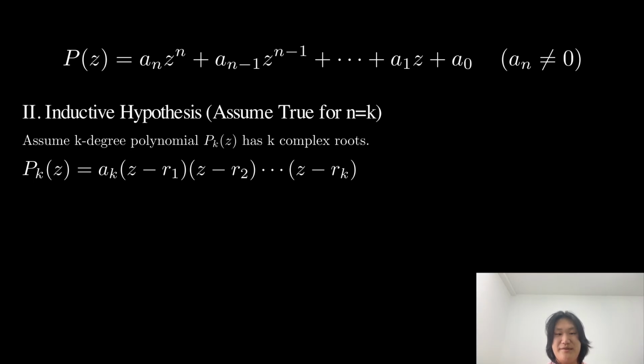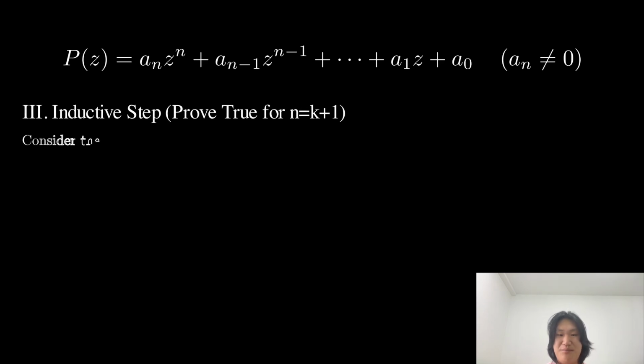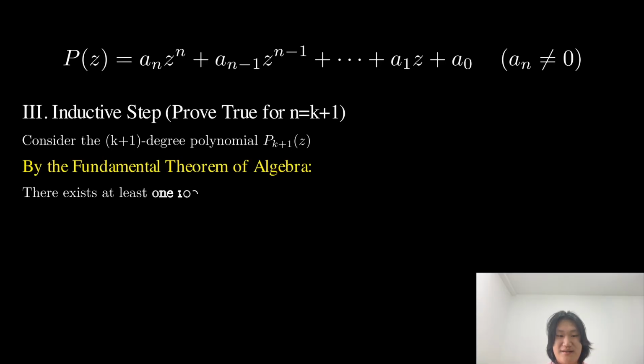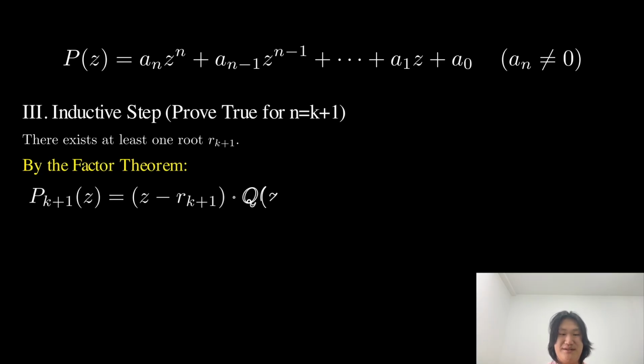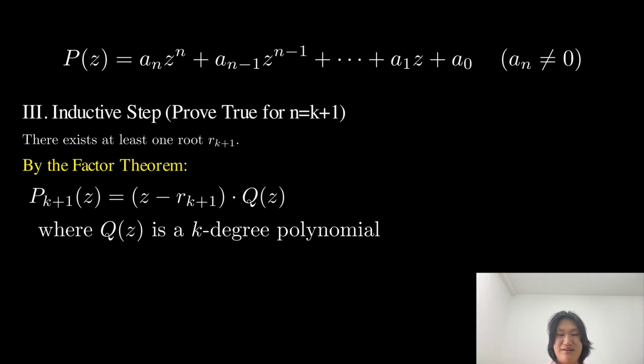So we assume the k-degree polynomial pk of z has k complex roots, R1 to Rk. Then we use the inductive step. We will prove it is true for n equals k plus 1. We consider the k plus 1 degree polynomial pk plus 1 of z. By the fundamental theorem of algebra, there exists at least one root for the polynomial. We call it Rk plus 1. By the factor theorem, we can write the polynomial as pk plus 1 of z equals z minus Rk plus 1 times q of z, where q of z is a k-degree polynomial.